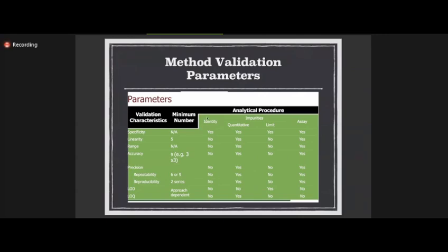So ito, summarized in this table are the different parameters na kailangan mong i-test per type of procedure. So let's say identification procedure. So you just have to determine the specificity. Specific ba siya sa inyong target analyte? Then for assay, lahat except limit of detection and limit of quantification.